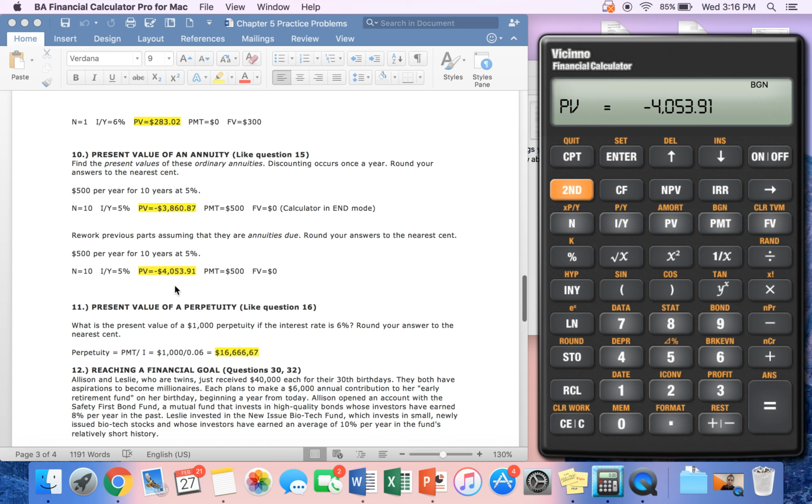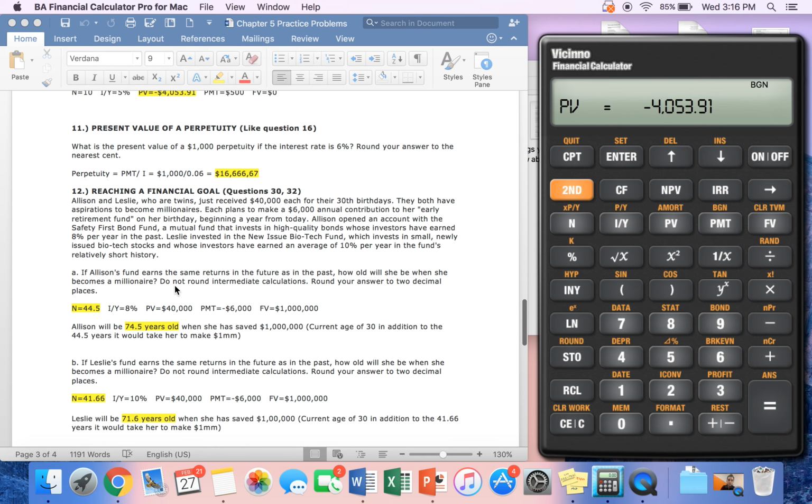Okay, question 11. Question 11 is a perpetuity, and this one gets 90% of students tripped up on a test. Perpetuity is the easiest question I will ask you on a test. The perpetuity, remember, means that this annuity goes on into foreverness. Perpetuity means forever. So the calculation for a perpetuity is very, very simple.